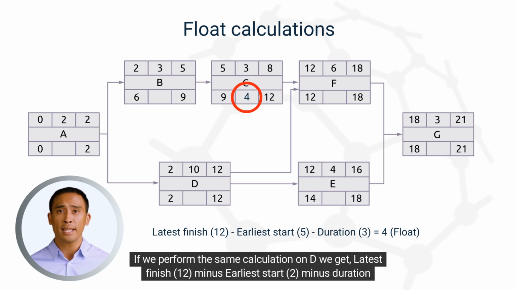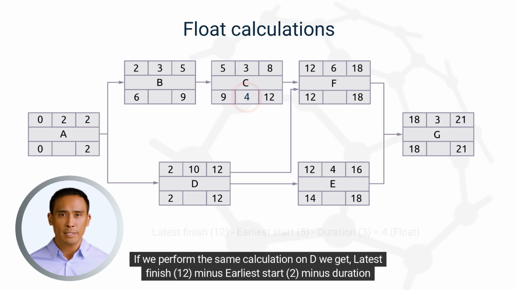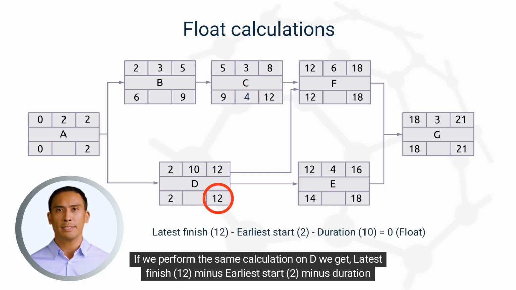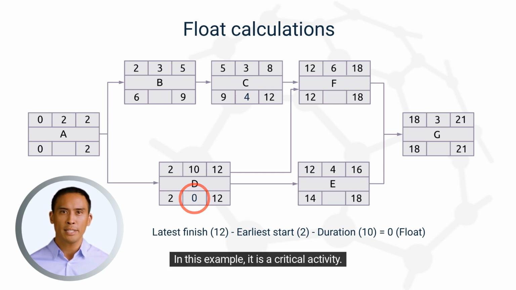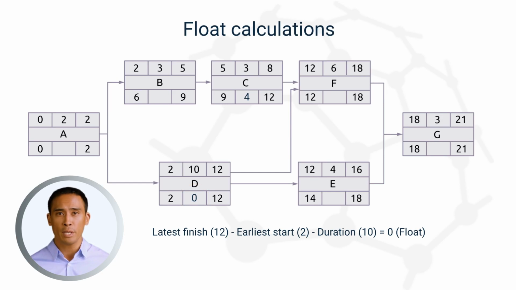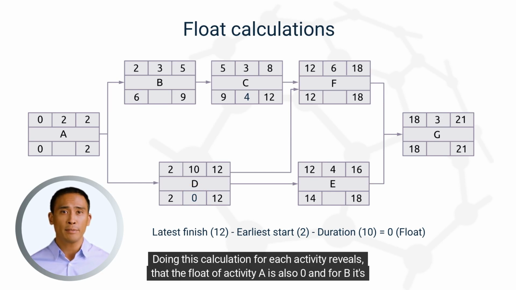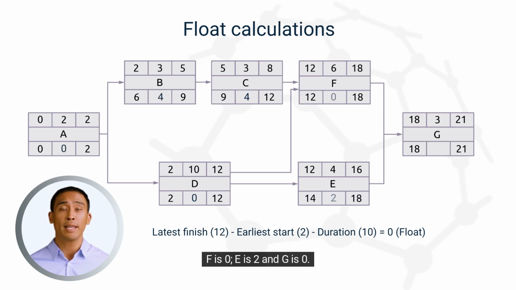If we perform the same calculation on D, we get latest finish, 12, minus earliest start, 2, minus duration, 10. The result is 0, which means we have no flexibility in the performance of this activity. In this example, it is a critical activity. Doing this calculation for each activity reveals that the float of activity A is also 0 and for B it's 4. F is 0, E is 2 and G is 0.